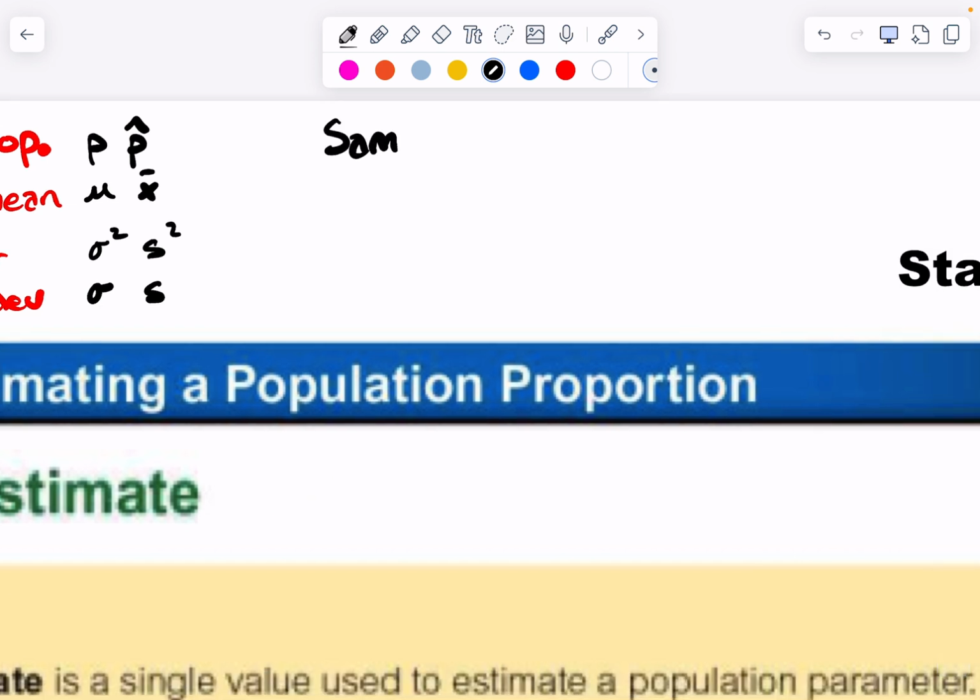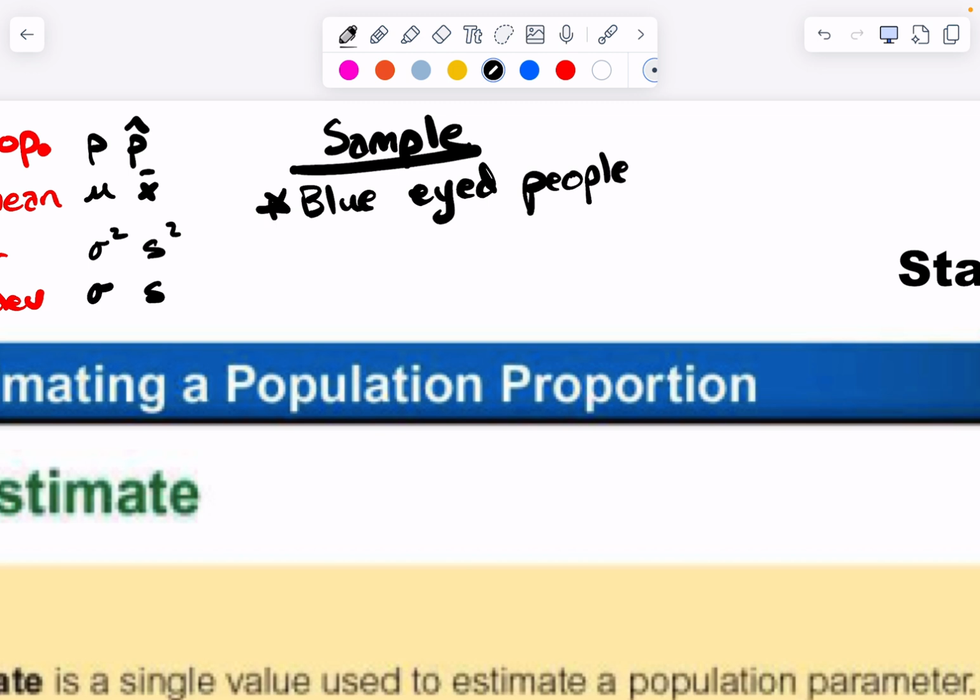And I'm talking about blue-eyed people. So the thing that I want to talk about is blue-eyed people. All right, and so what we're going to do is sample everybody in this room. We're going to talk about blue-eyed people.